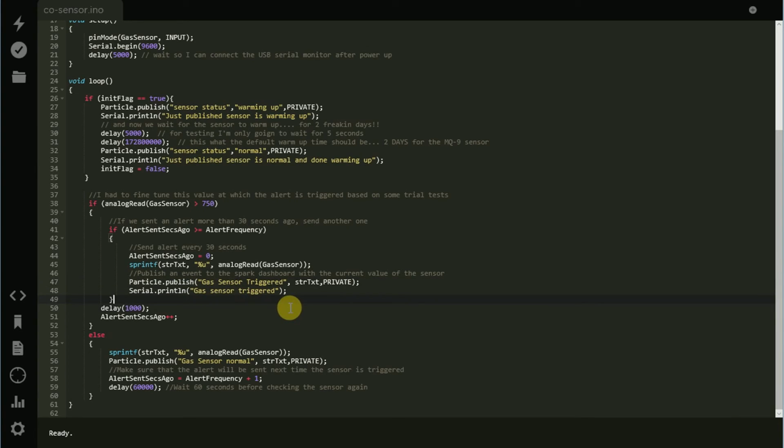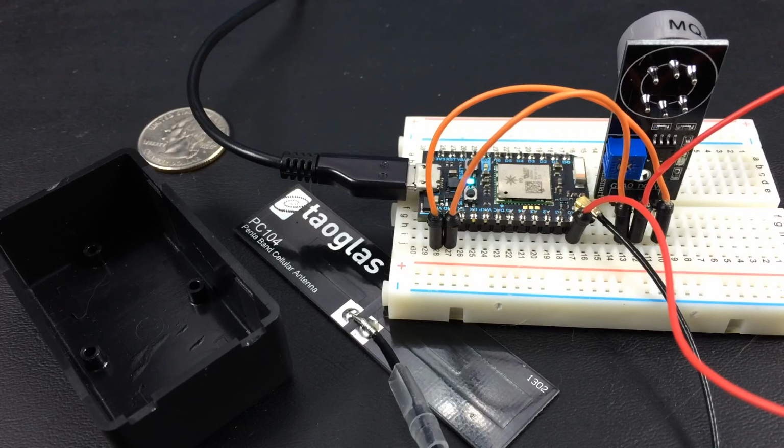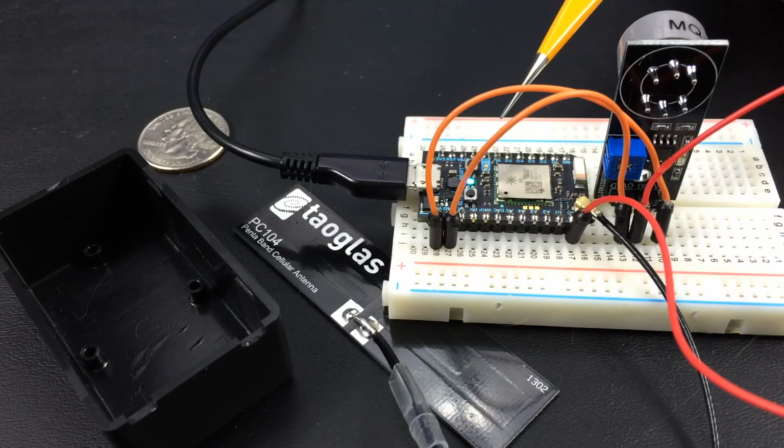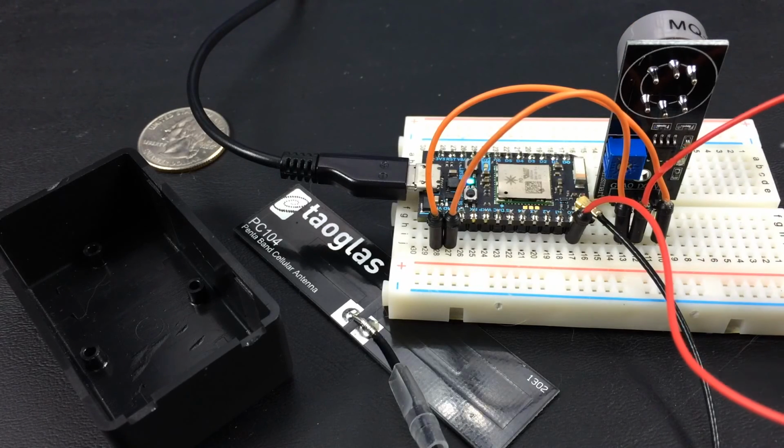So just to wrap things up, let's give you a look at the hardware and show you the thing in operation. Here's our finished product before I go and put it into this very small snap together case, but on the breadboard it's working well. You've got your Particle Photon here. Again, only three connections to it. You've got the V in and the ground, and then the A0 connection going to this MQ-9 sensor.